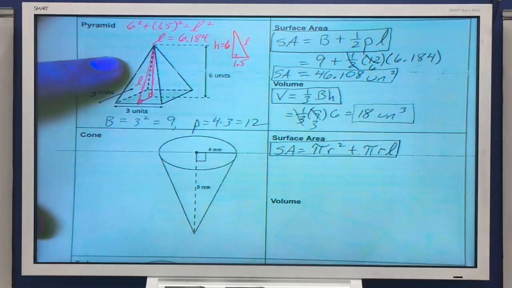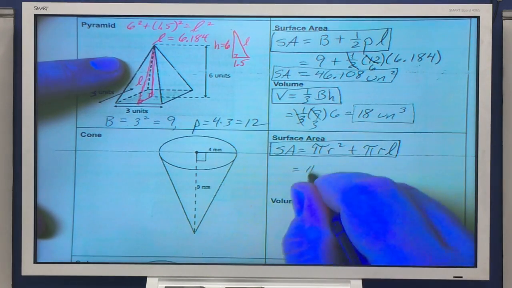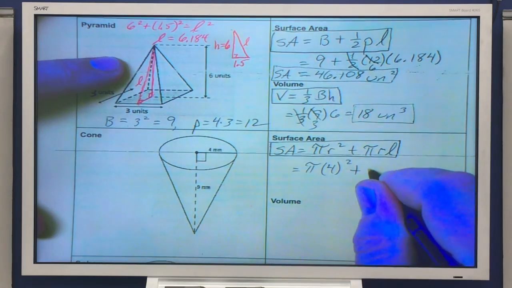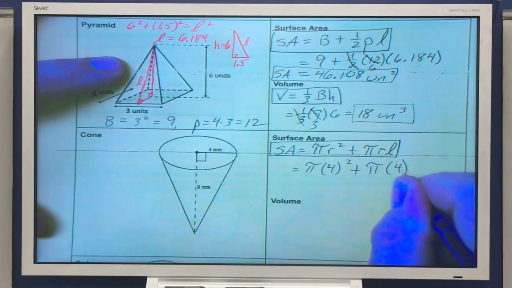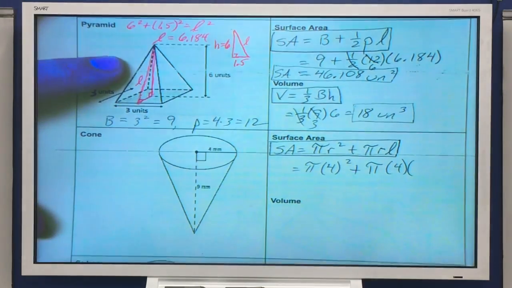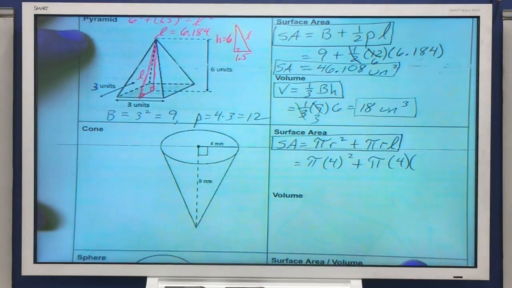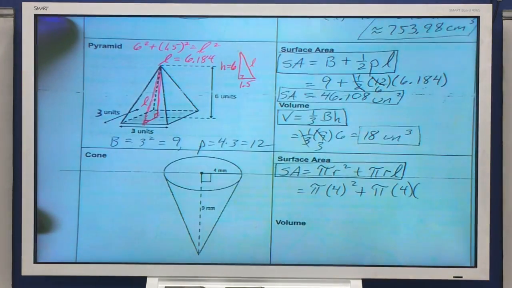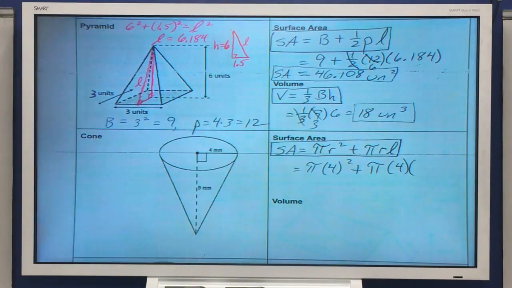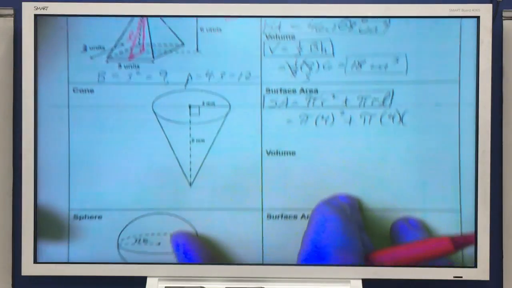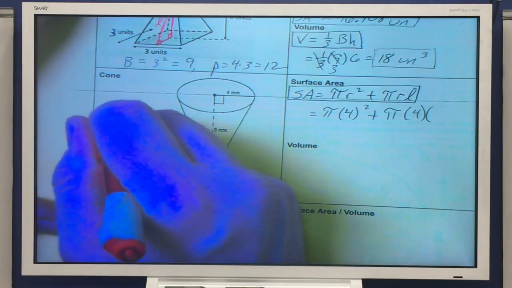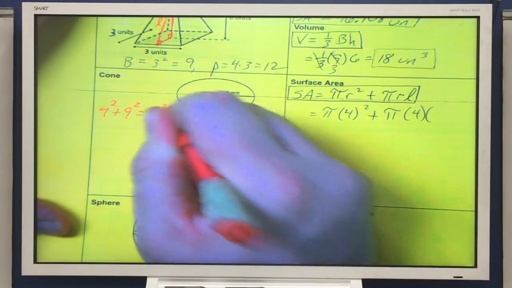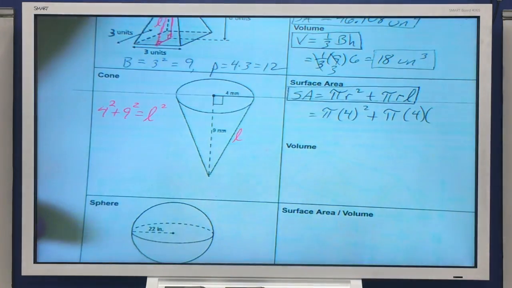So here I go. Pi, my radius is 4 millimeters, got to square that. Use the radius again, it's 4. And the slant height, I don't know. So again, I got a little Pythagorean theorem problem, just like I did up here. So I'm going to do that in the space where the figure is. And I know that I got to do 4 squared plus 9 squared. That will give me my slant height squared.